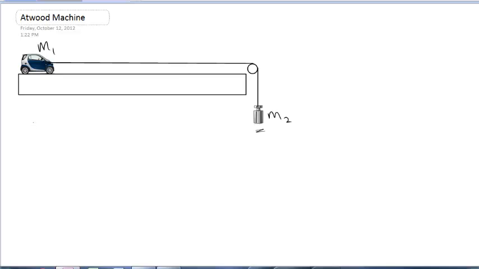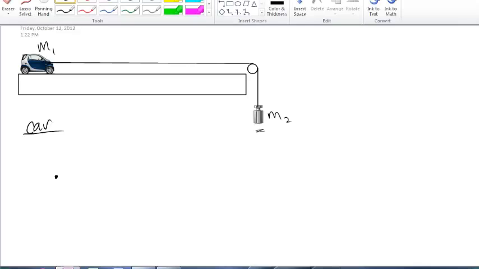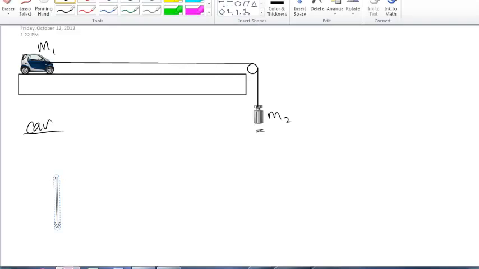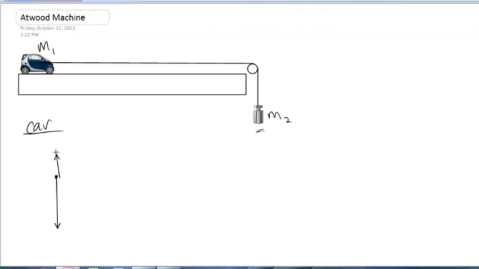So if we do that, for the car, our free body diagram looks something like this. We've got, of course, gravity acting on my cart. We've got the normal force acting on my cart. So label those m1g and normal force. And actually, in this case, it doesn't take a lot to convince yourself that the normal force is going to be equal in magnitude to the force of gravity on this. So those are actually going to end up canceling out.